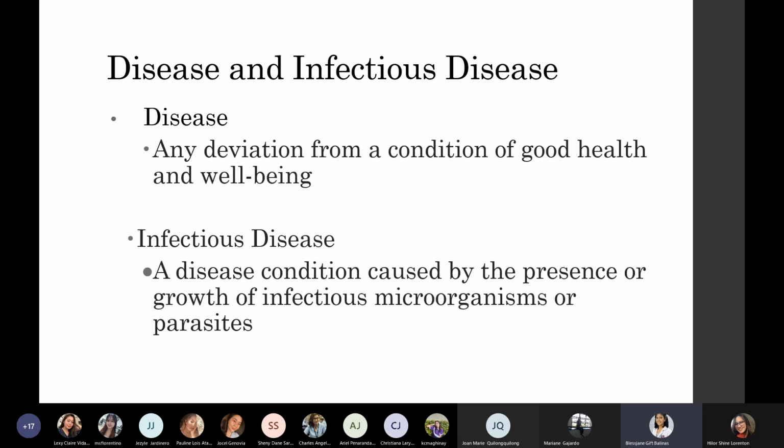So first, our definition: disease and infectious disease. What's the difference? A disease is any deviation from a condition of good health and well-being. Disease is a general term, while an infectious disease is a disease condition caused by the presence or growth of infectious microorganisms or parasites. So an infectious disease involves a pathogenic microorganism. A disease can be diabetes or high blood pressure, and an infectious disease is classified further into, for example, pneumonia. It involves a microorganism or a pathogen.